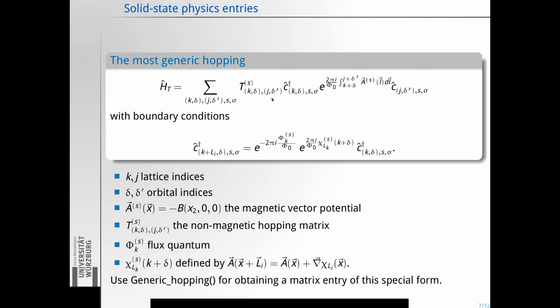And on top of that, you could also include twisted boundary conditions. So that's why we have to specify the boundary conditions when we move from one boundary to the other. And there you can introduce a twist by this scalar gauge function chi, which has to be related to the vector potential by this relation, the so-called Landau gauge.